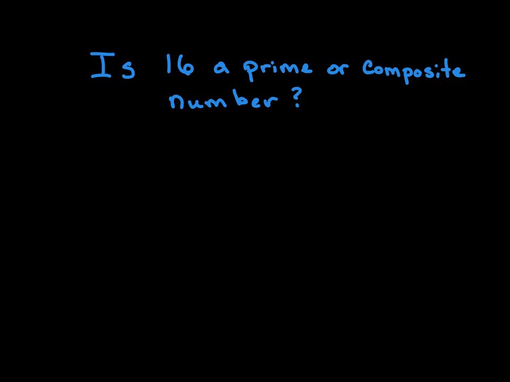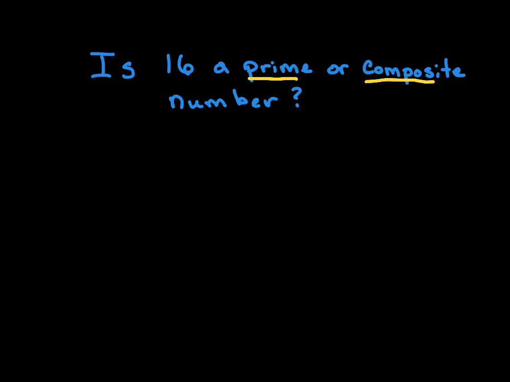Is 16 a prime or a composite number? So we have to understand that a prime number is a number that only has 2 factors, which are usually itself and 1, whereas a composite number has 3 or more.